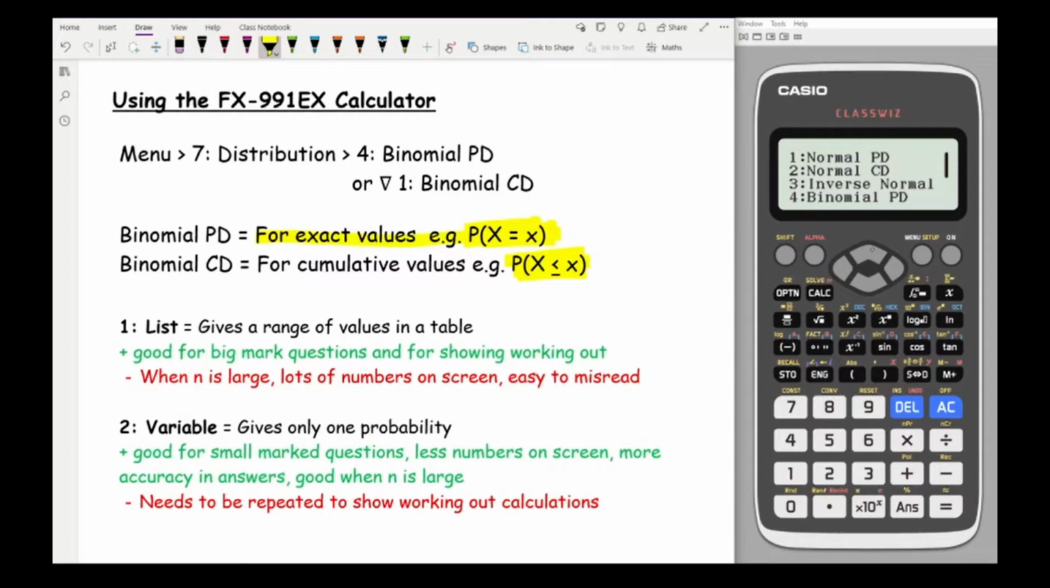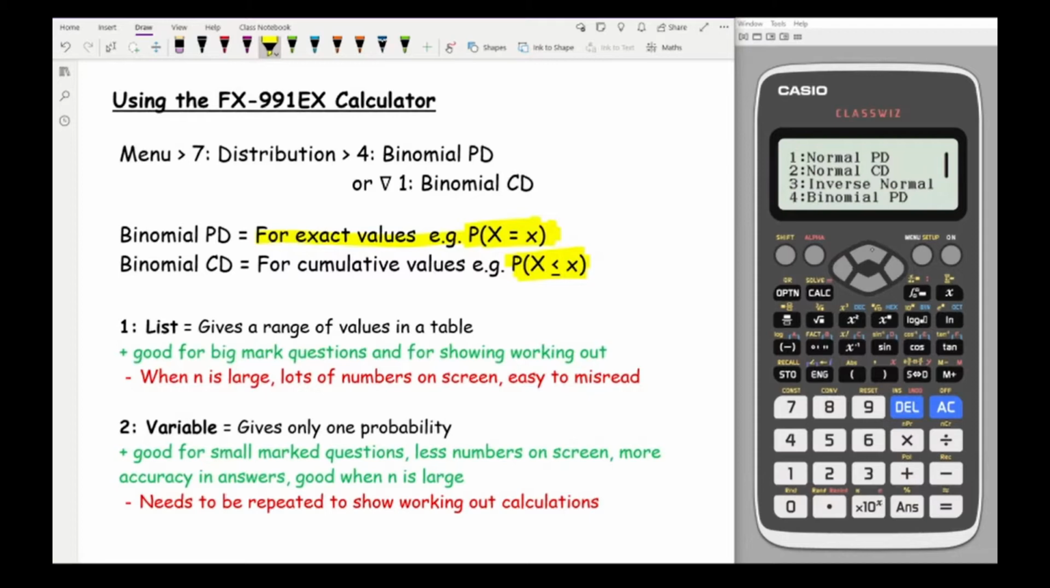The positives for working in variable mode are that it's good for small mark questions, there are fewer numbers on your screen, and there's more accuracy in your answers. So the calculator will give your answer in standard form if it's really small, or give it to, let's say, 6 or 7 decimal places. And it's also really good when n is large.